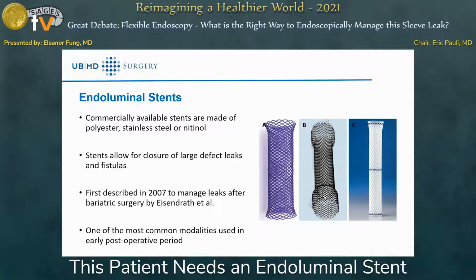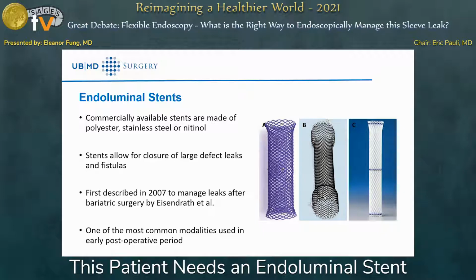So in terms of stents, there's many different stents available. Stents have been traditionally used for the management of strictures, but we're going to be talking about using them in leak management. So stents allow for the closure of large defect leaks and fistulas. The reason for that is because, as you can see, they're quite long. They can completely exclude the area, the defect and the leak.